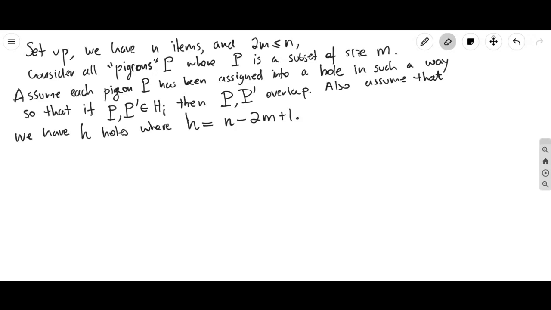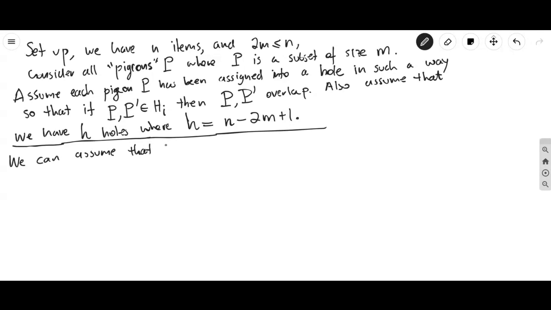So here's how we're going to set this up, and this is very clever. The proof is not too long, but it's very clever. It's not something that one would typically think of. So we can assume that the n items are points on the sphere S^h.